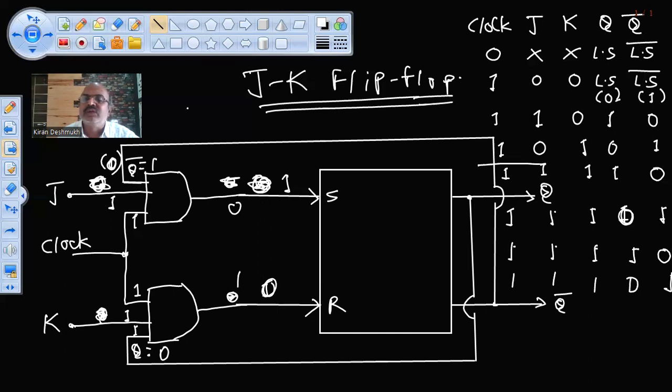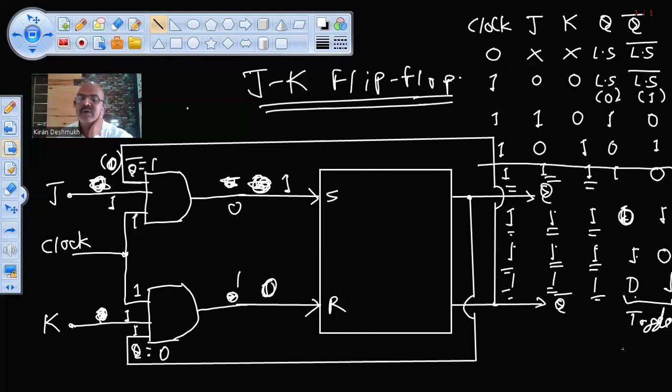Okay, from here onwards, you can see J and K are 1, clock is also 1. What is changing? Q is changing from 1 to 0, 0 to 1, 1 to 0. Q bar is changing from 0 to 1, 1 to 0, 0 to 1. So this is called as toggle. It is toggling, toggle state. This is the importance of the JK flip-flop. There is a toggle state in case of the JK flip-flop.